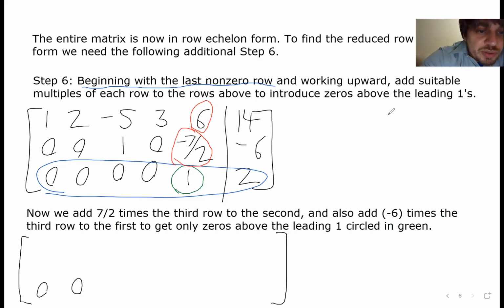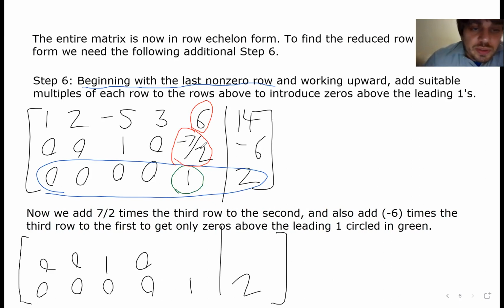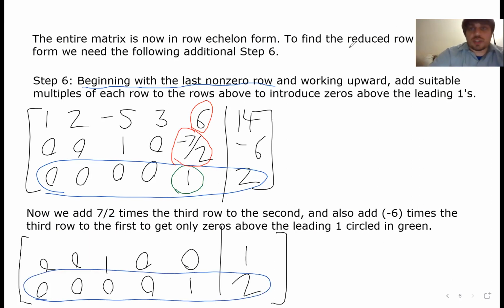Okay, so the bottommost row is 0, 0, 0, 0, 1, 2. If you take 7/2 times this row and add to this one, you have 0, 0, 1, 0, because these are all zeros, so adding 7/2 times these zeros doesn't change it. Then 7/2 times 1 plus -7/2 is now 0. And then 7/2 times 2 is 7. 7 plus -6 is 1. So you get a 1 there. Okay, so this is the bottommost row from just above.